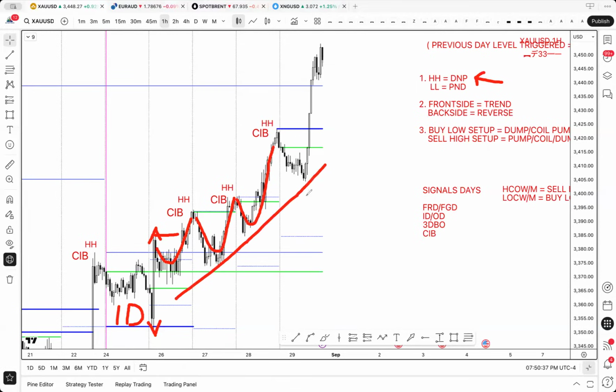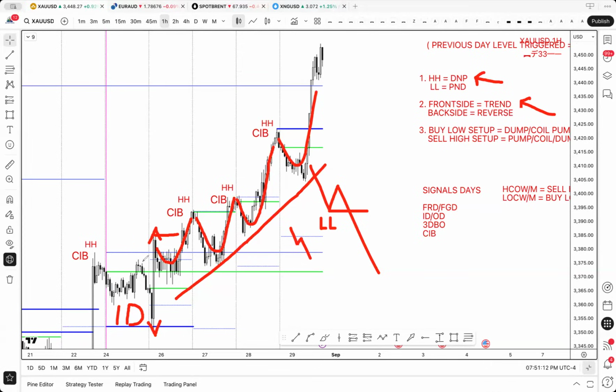I will not counter trend this market. So I'm just going with the flow of the market. Front side equals trend. I will only look for reversal if they do this, which they did not. We did not get a lower low on the backside. We did not trigger a previous day's low. Not one time. So I'm just trading with the trend.